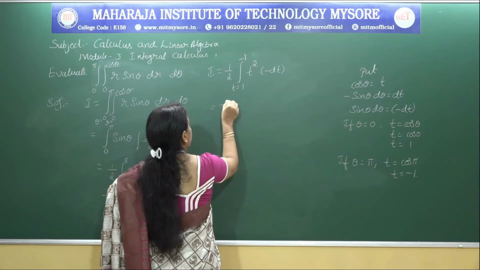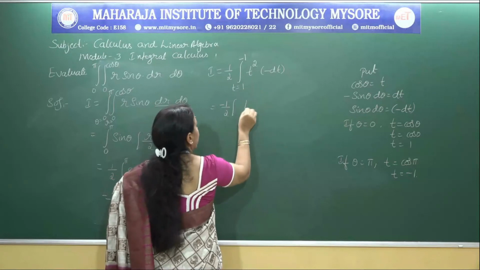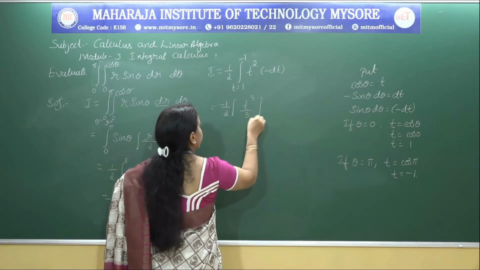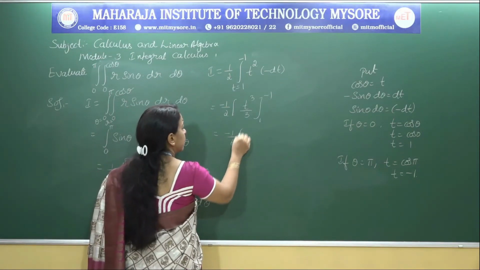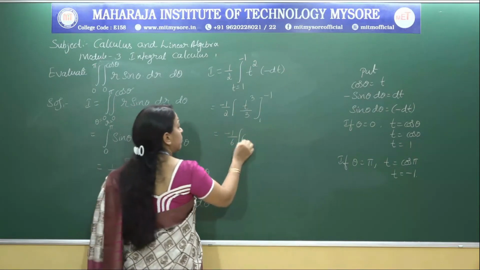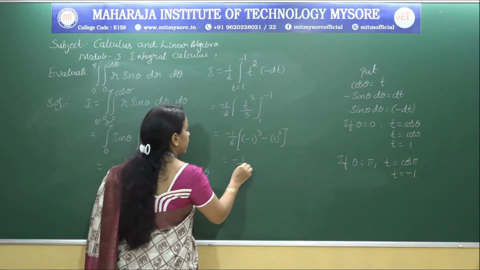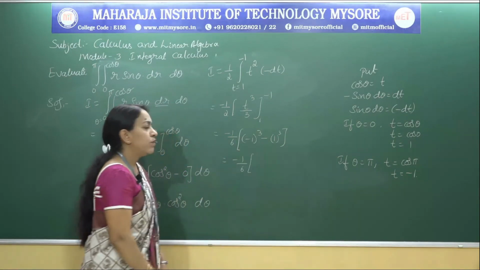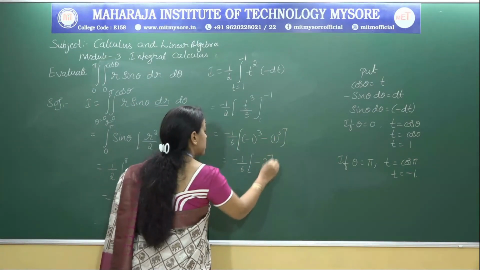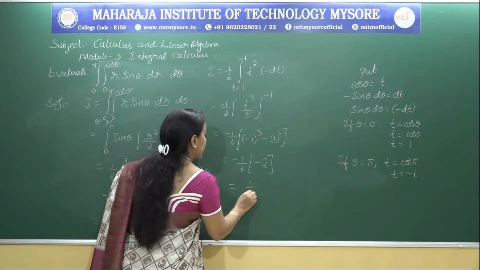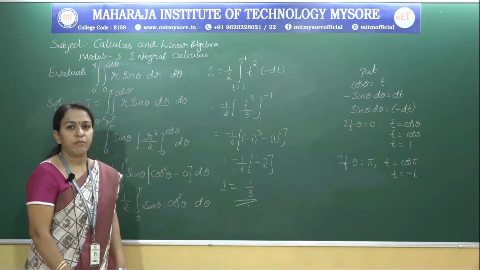So 1 by 2 minus 1 by 2 into, we have minus here, I have taken minus common, the integral of t square is t cube by 3 between the limits 1 to minus 1, or it is minus 1 by 6 into, I have taken 3 common, so that minus 1 whole cube minus 1 cube, or minus 1 by 6 into minus 1 cube is nothing but minus 1, minus 1 minus 1 will be minus 2. So your answer is 1 by 3. So the given double integral reduces to the result 1 by 3.